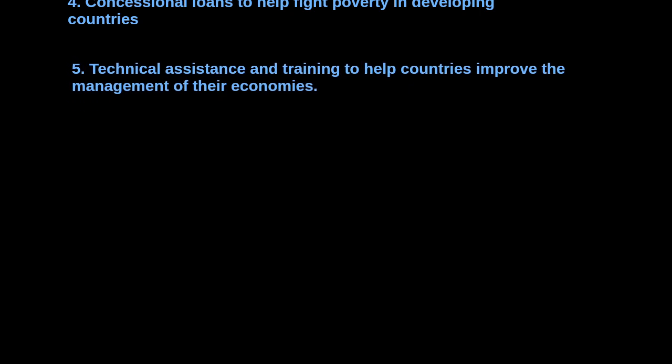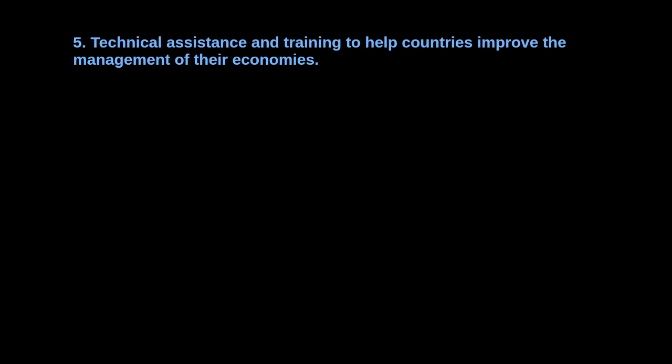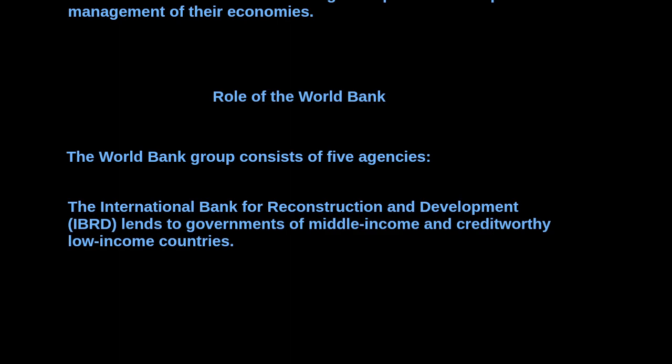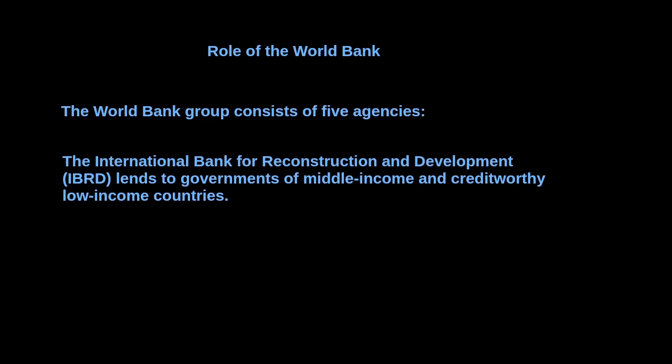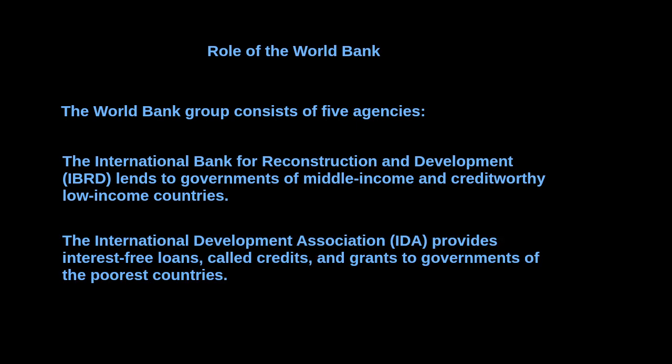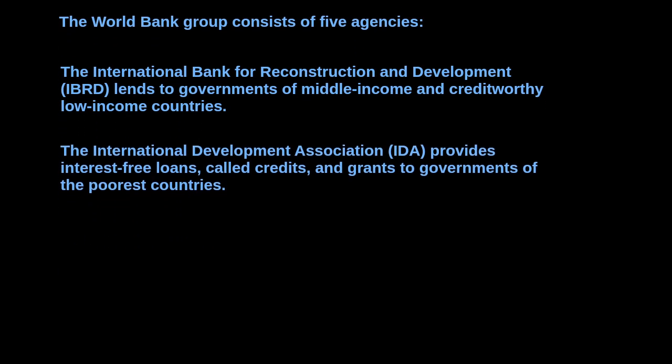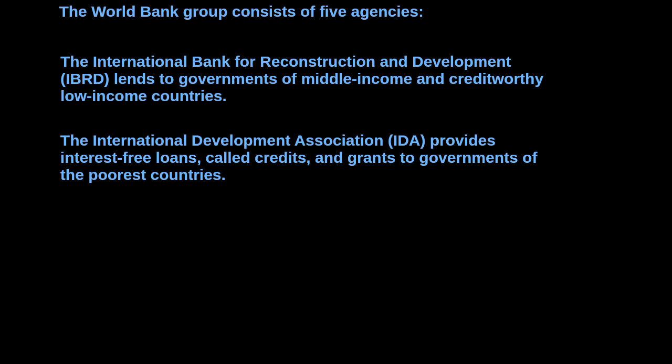Similarly, World Bank has played a significant role when it comes to development of many countries. The World Bank consists of five agencies: the International Bank for Reconstruction and Development, which is called IBRD, which lends to governments of middle income and credit-worthy low-income countries. Then comes the International Development Association, IDA, which provides interest-free loans called credits and grants to governments of poorest countries in Africa, for example.